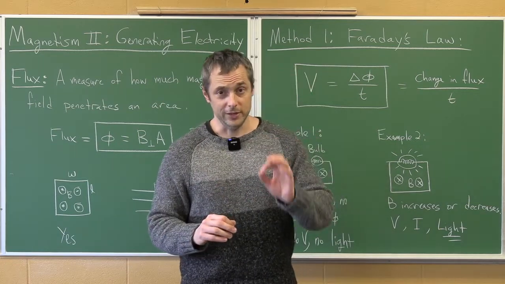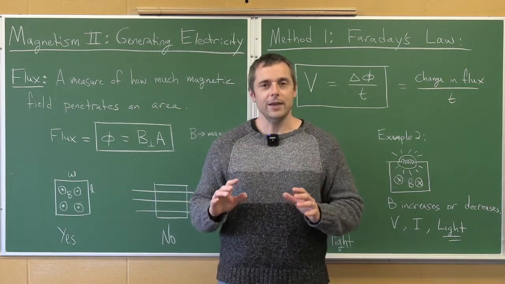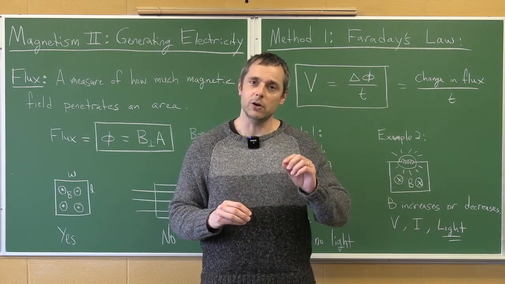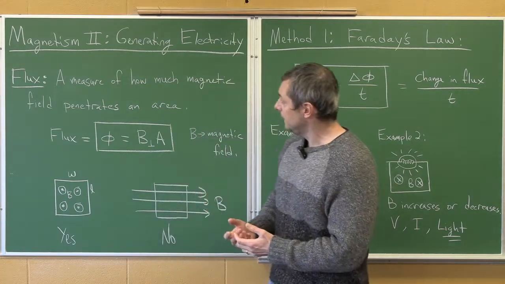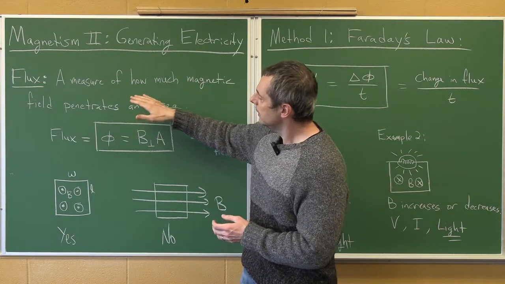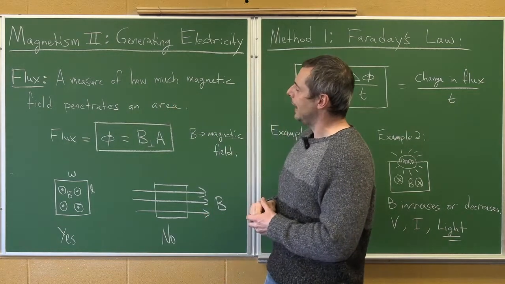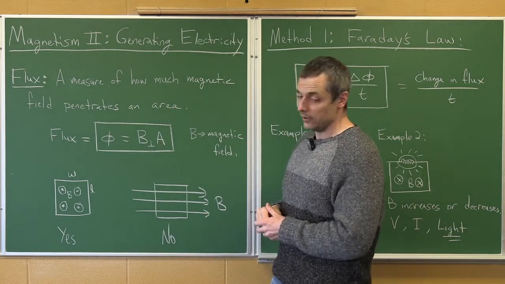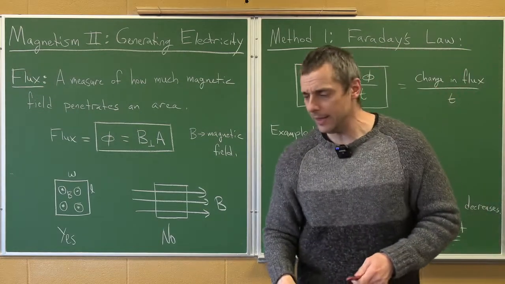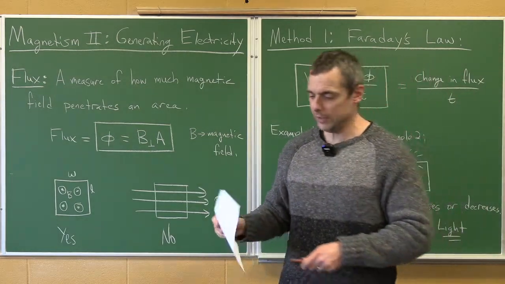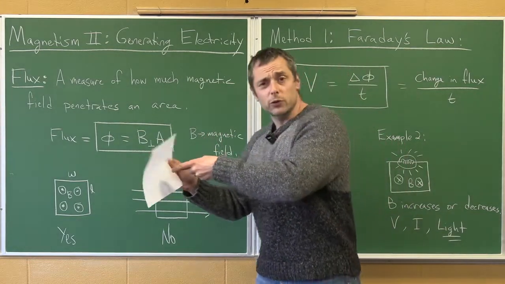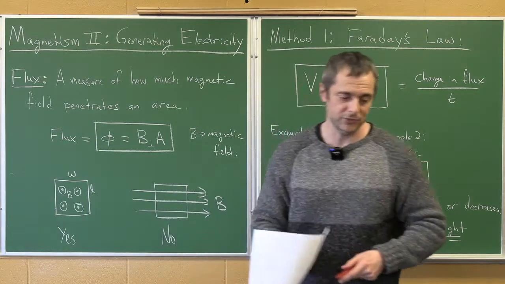So the first thing, in order to understand how humans figured out how to generate electricity, you've got to understand something called flux. So let's begin there. Magnetism 2, generating electricity. Flux is a measure of how much magnetic field penetrates an area. Like if I take a bar magnet and a little piece of paper like this, if I go like this, there's a north pole here, the magnetic field's going through the paper, that's flux.